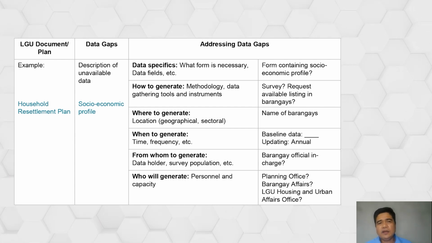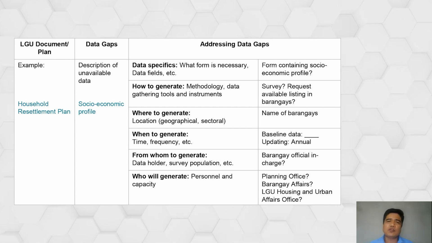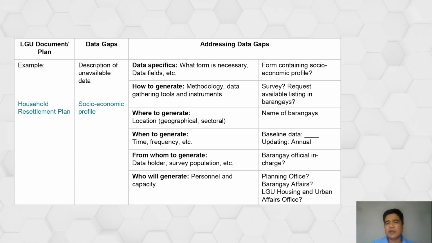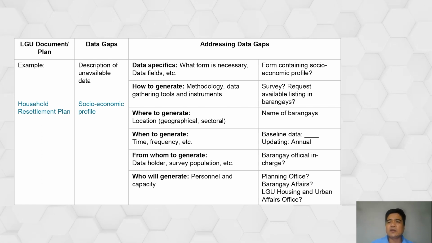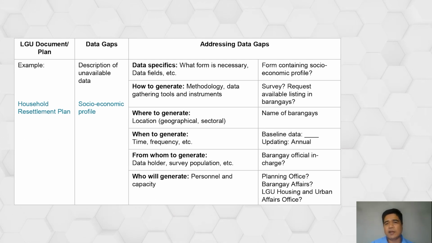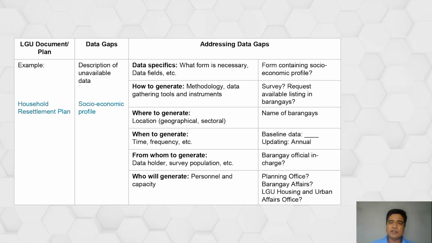Then we provide information on how to generate the data. This means we need to identify the methodology and the data gathering tools and instruments. Is it a survey? Is it a request for the available listing in the barangays? Because in some cases, the barangays also provide listings, at least for simple socioeconomic profile.